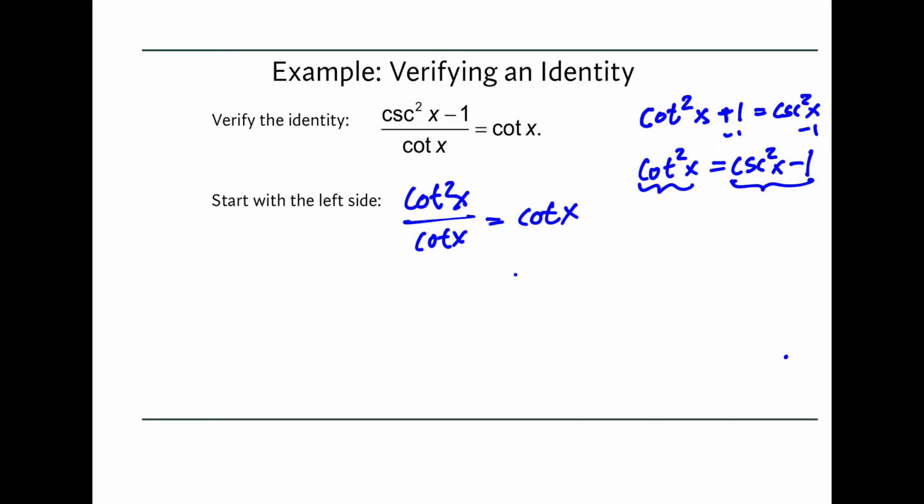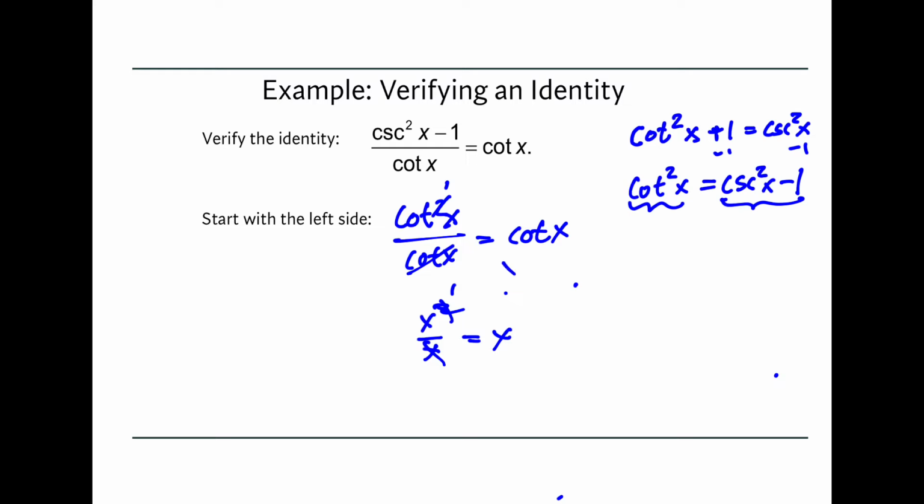And here I see I can cancel out one of my cotangents. We have one down here. This is basically akin to an x squared over x equaling x. Right, I take out one of the x's here, take away one from the power. In the same way we just showed on the left-hand side that we have cotangent x being equal to cotangent x on the other side. So we have now verified this identity. This is just a fancier way of writing cotangent x.